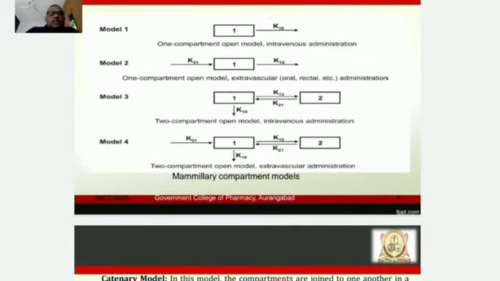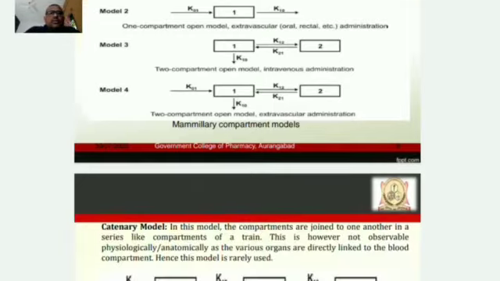First is model 1, the one compartment open model, intravenous. The one compartment is the central compartment, that is the blood, where the drug is directly administered by the intravenous route into the systemic circulation. Second is the one compartment open model, extravascular, where the drug is given by oral or rectal administration. Third is the two compartment open model given by intravenous administration. Similarly, model 4 is a two compartment open model given by extravascular administration.